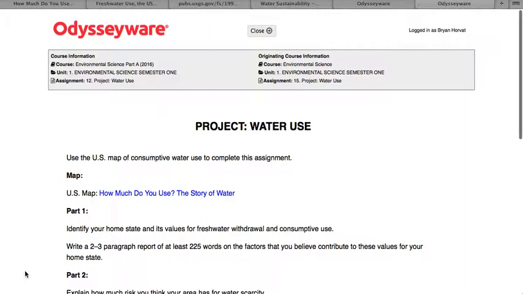So if we go back to there, you can see what our uses are. And then in that report, you're going to create a 2 or 3 paragraph report. So you want to start with a little bit of an introduction about water consumption in Pennsylvania, and then talk about the values. And you're going to say, so where do we get that?